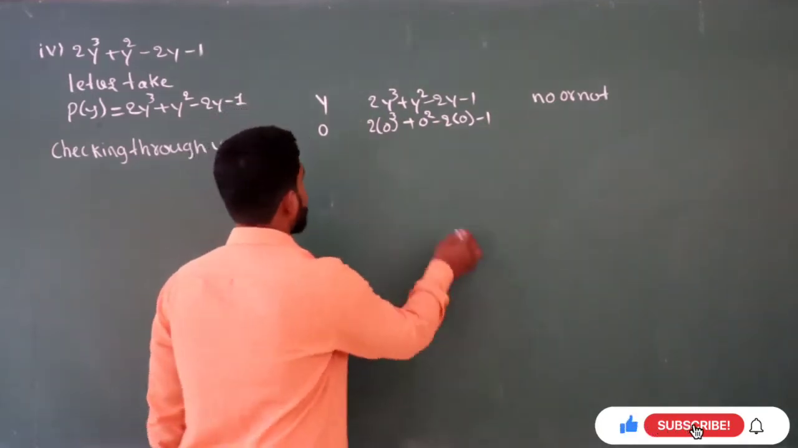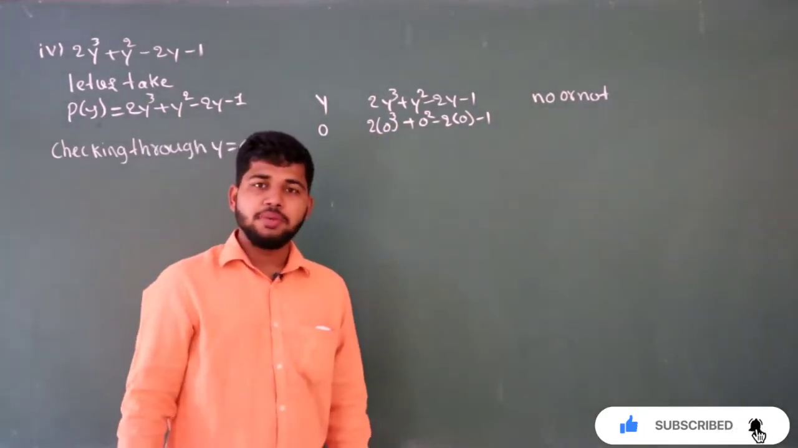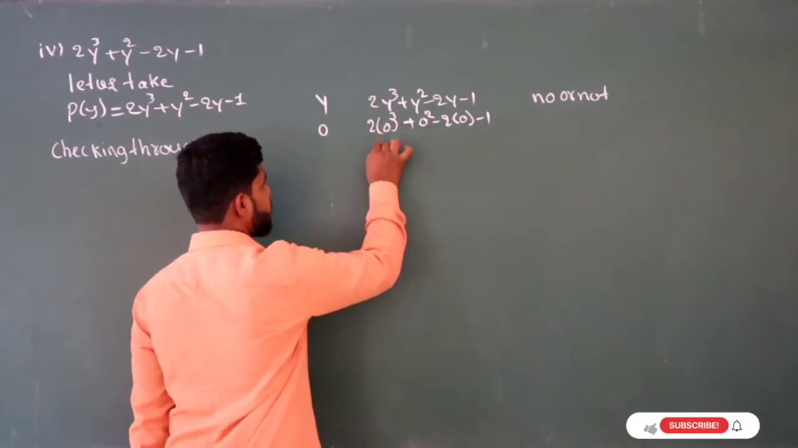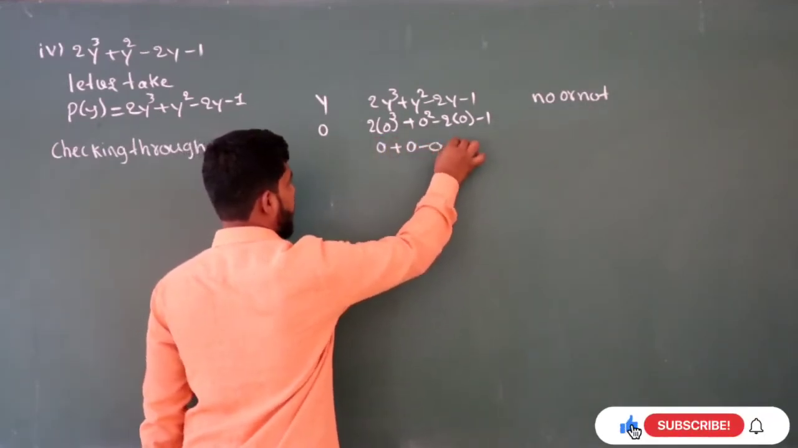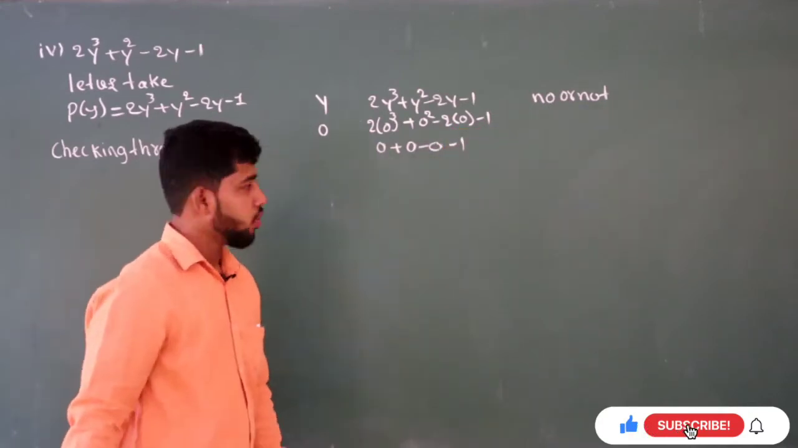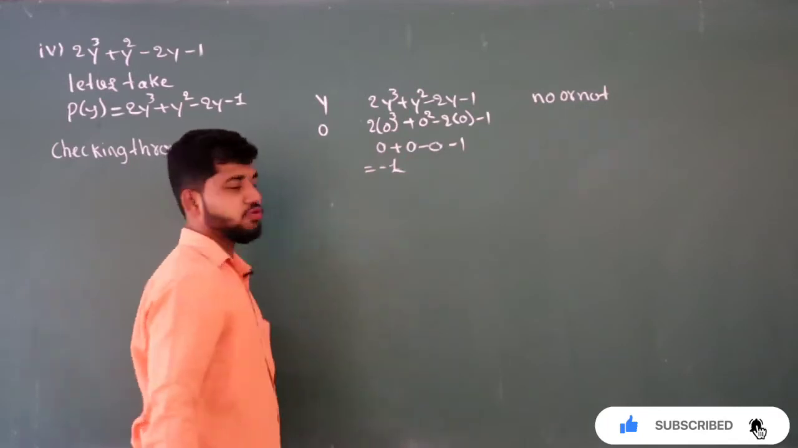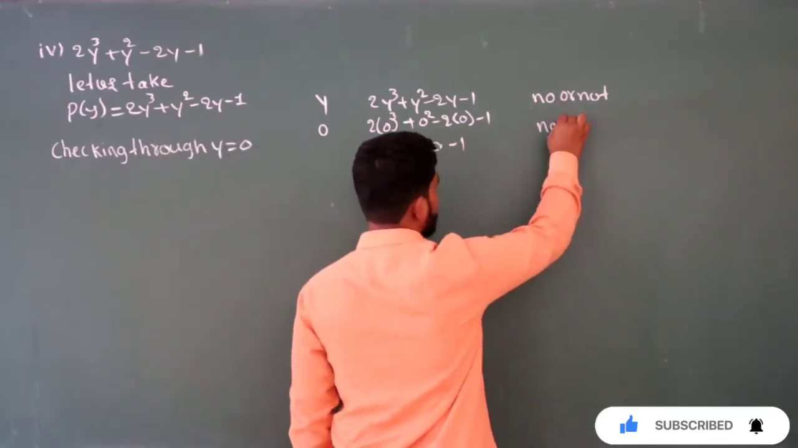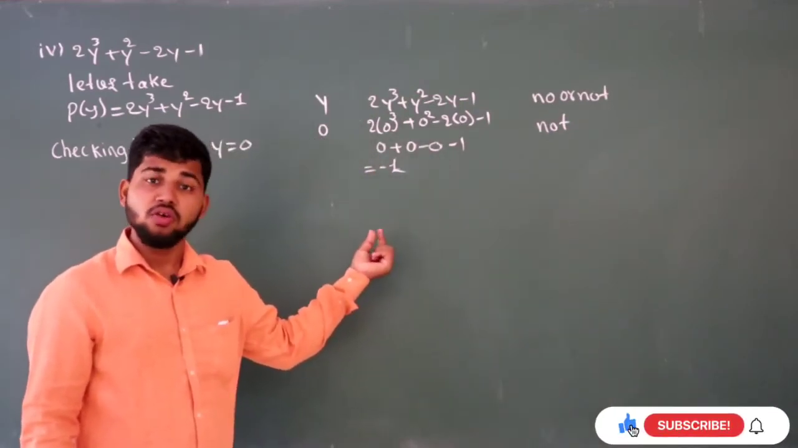Now 0 cube means 0. The number which is multiplied by 0 is 0. So 2 into 0 cube means 0, plus 0, minus 0, minus 1. What value remains here? Minus 1 remains. So it is incorrect, because we did not get the value 0, we got the value minus 1.